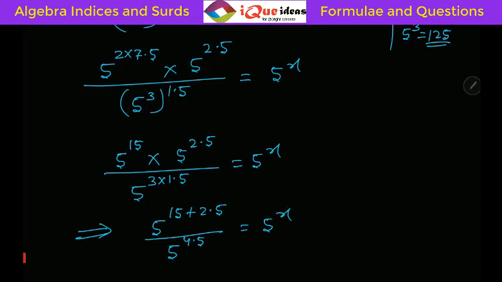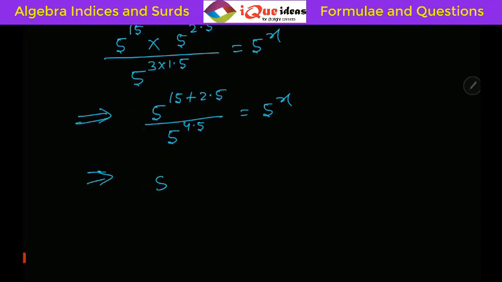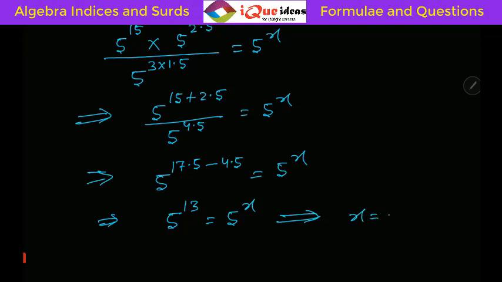This means we have 5 raised to the power 15 plus 2.5, which is 17.5, minus the denominator power, which will go in the numerator as a subtraction, 4.5, is equal to 5 raised to the power x. So that gives us 5 raised to the power 13 equal to 5 raised to the power x. Hence the answer of this question is 13, right?